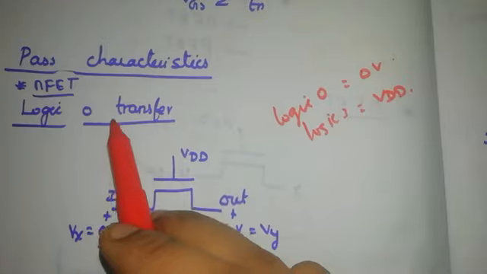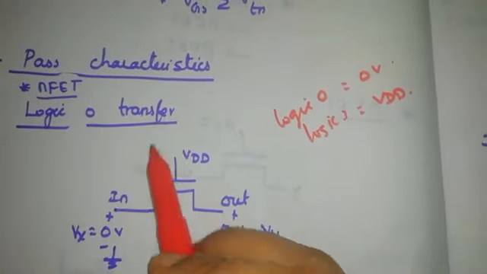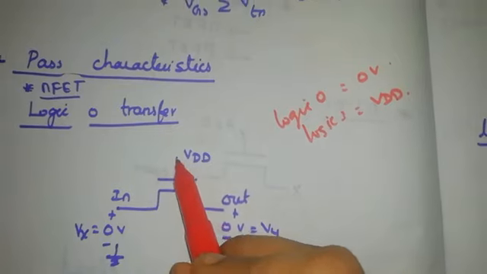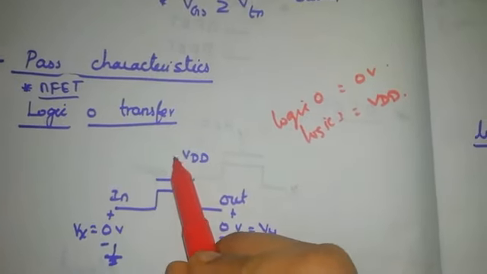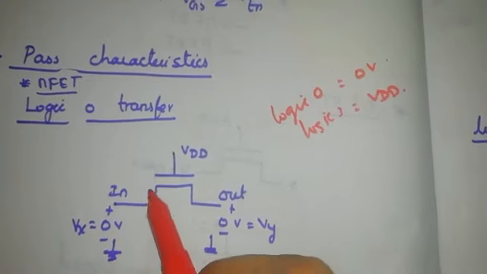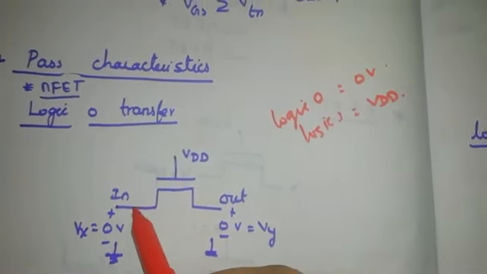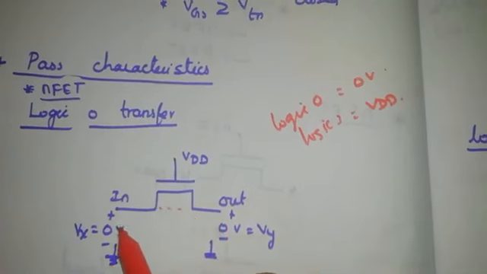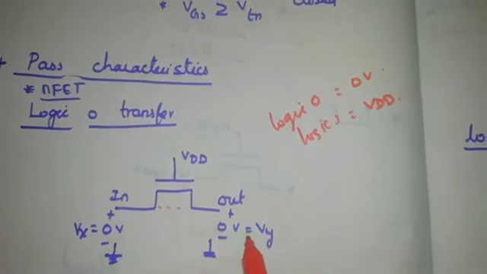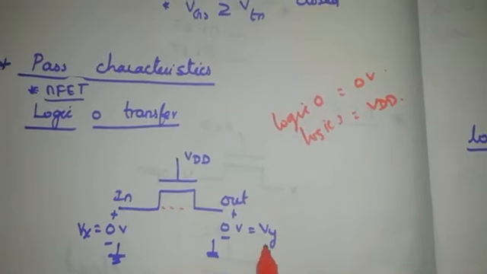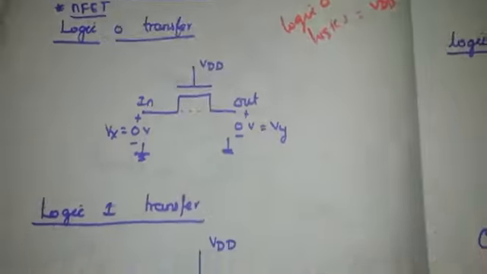So first consider NFET, logic 0 transfer. In NFET, the gate is given VDD, so the control voltage here is VDD. When the input is given as ground, the source is equal to 0, so the output we will get is 0. The gate source voltage is less than the threshold voltage, so we will get 0 volt at the output side. So this passes the logic 0.